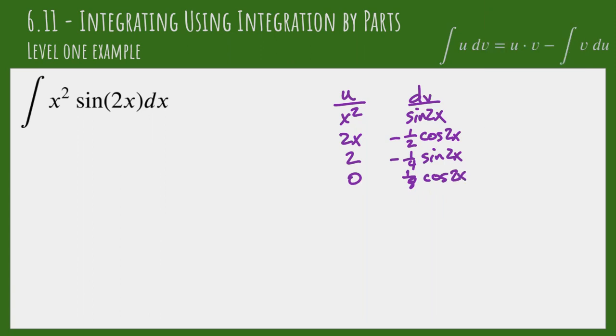Now we're going to multiply along diagonals. The first one's going to keep the same sign. The second one's going to change. The third one's going to keep the same sign.